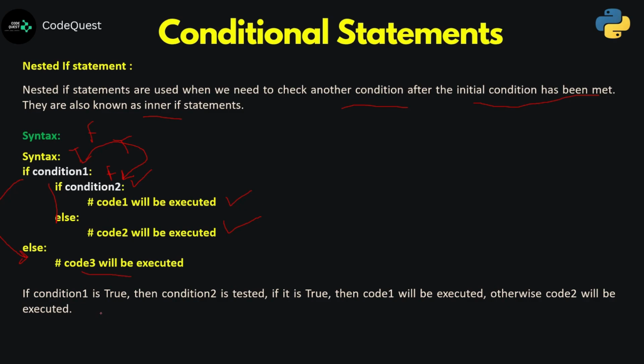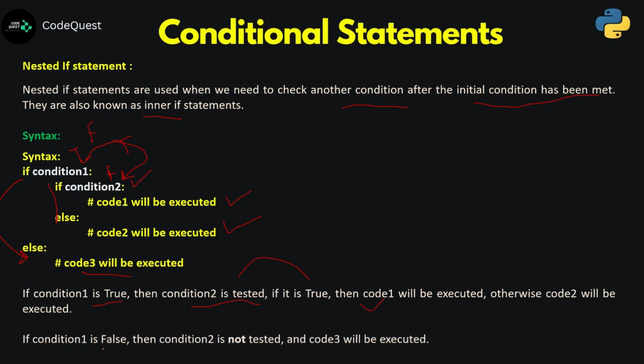So, if condition 1 is true, then it is going to test condition 2. If condition 2 is true, then code 1 will be executed. Otherwise, code 2 will be executed. If condition 1 has become false, then condition 2 is not tested at all, and it is going to execute code 3.